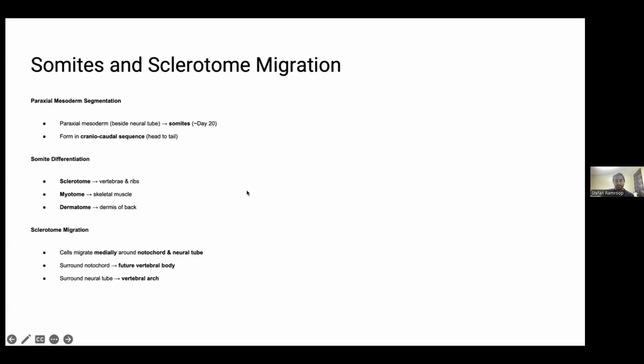So the vertebral column originates from the paraxial mesoderm, which lies on either side of the developing neural tube. As the development continues to progress, the mesoderm segments in a head to tail direction into somites starting around day 20. Each somite has 3 functional zones: your sclerotome, myotome, and dermatome. The sclerotome will give rise to your vertebrae and your ribs. The myotome, your skeletal muscles, and your dermatome forms the dermis of the overlying back.